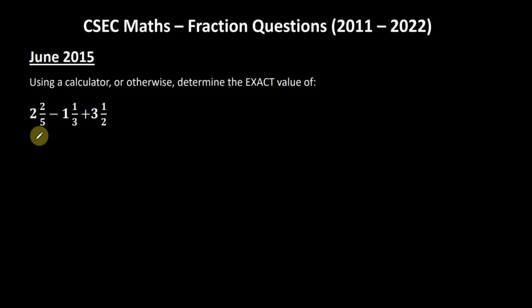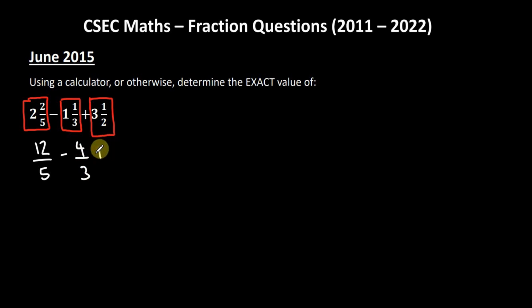And here we go. So again, guys, I'm going to convert all my mixed fractions to improper fractions here. So all three I'll be converting to improper fractions. Starting with this one, so 2 times 5, that's 10 plus 2, that's 12/5, minus 1 times 3, that's 3 plus 1, that's 4/3, plus 3 times 2, that's 6, plus 1, that's 7 divided by 2.